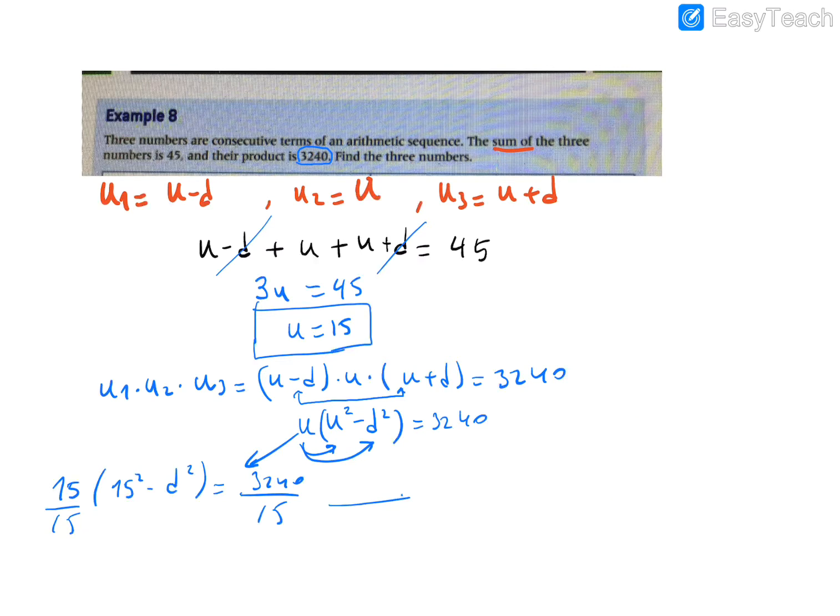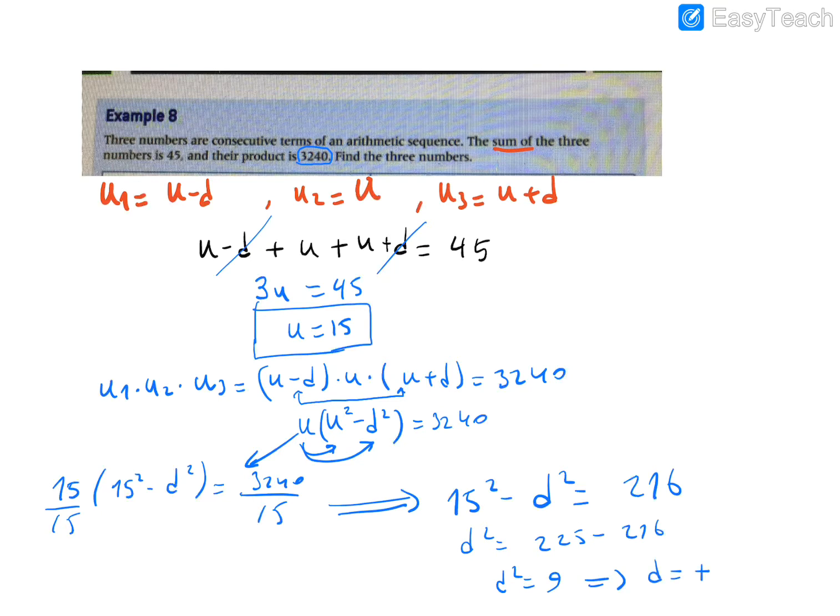Then from here, 15 square minus d square will give you 216. So this one, d square will be 225 minus 216. D square will be 9, and from here we will get two different values. One is plus 3, the other one is minus 3. So we'll be using these numbers here.